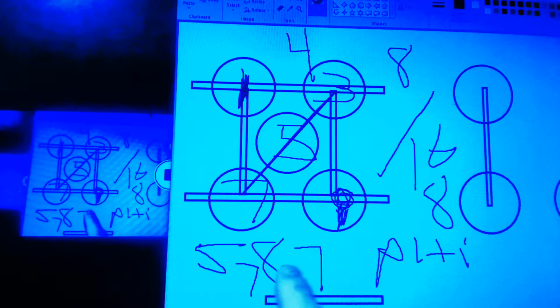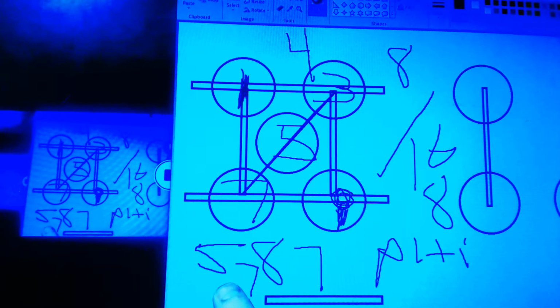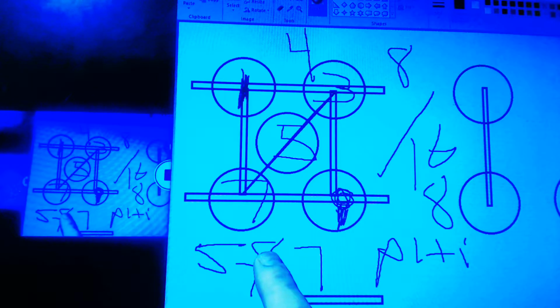75, 78, 77, 85. 8 times 5, 40 and 13 equals 53, electric company. 40 minus 13 equals electric company in the red sun. 8 times 5, 40. 8 plus 5, 13. 13 minus 40, 27. Now if we go 8 minus 5 is 3. 8 times 5 is 40. We have 43. That is the AC-DC connection.